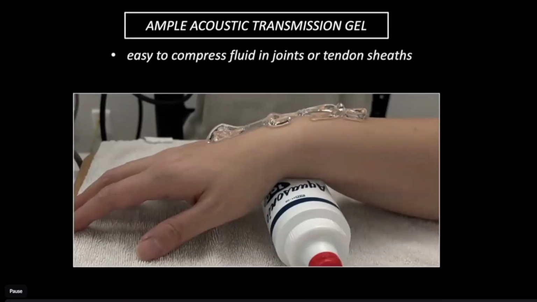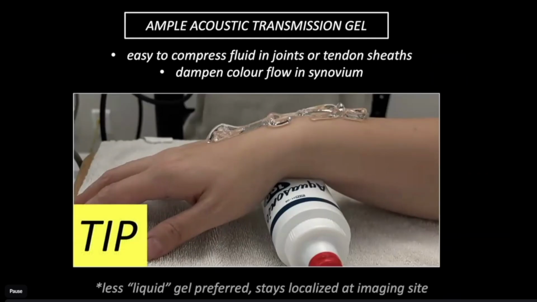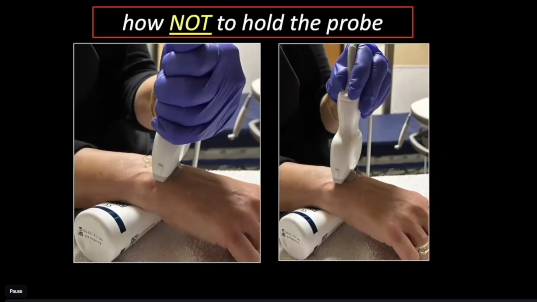You want to have lots of gel because it's easy to compress fluid in joints or tendon sheaths because they are so superficial. Also, you can compress those tiny little vessels and dampen the flow. You want to have quite a viscous gel so that it doesn't run off and you can have kind of a gel standoff. Here's how not to hold the probe.